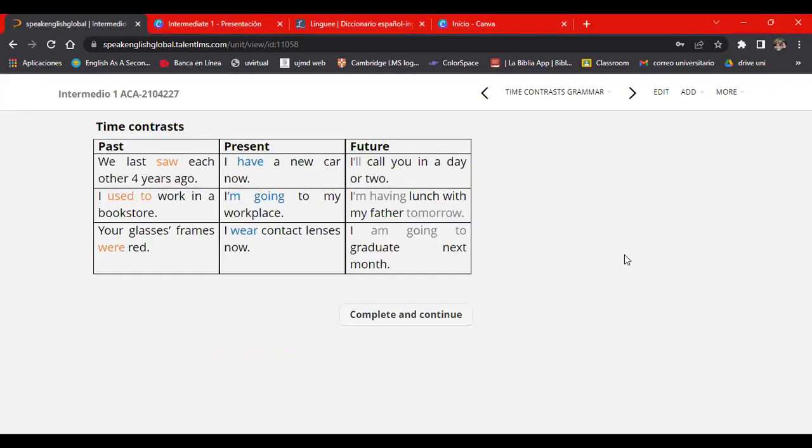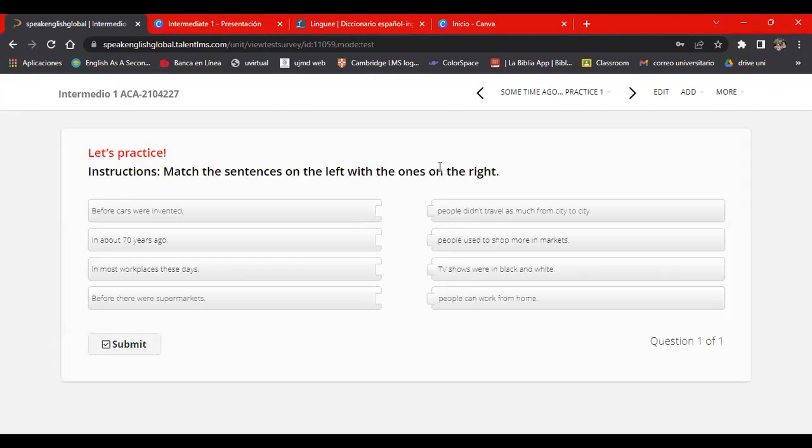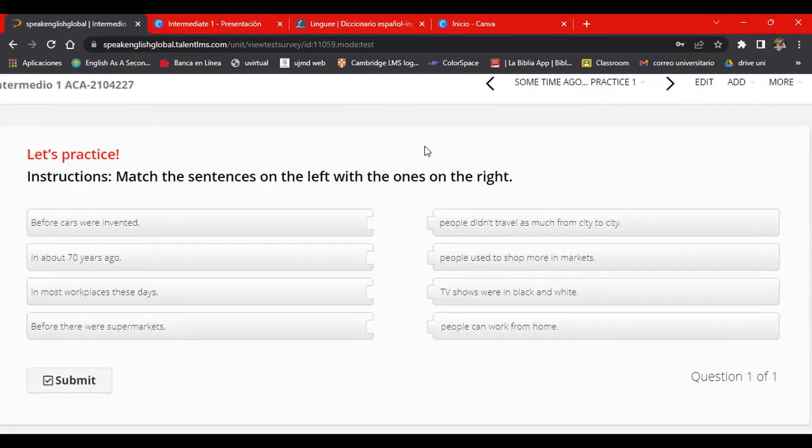Okay. Any question about time contrast so far? No. Okay, so let's start. We are going to do this exercise of matching sentences. Match the sentences on the left with the ones on the right. This is going to be individual work for the moment. Please, let's do it.